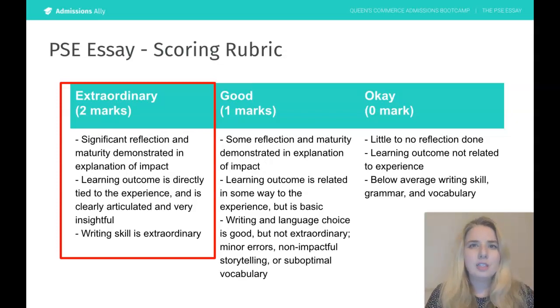And then there's extraordinary. So really, how are you going to move yourself from good to extraordinary? Well, this means that you're going to show significant reflection and maturity demonstrated in explanation of impact. Your learning outcome is directly tied to the experience and is clearly articulated and very insightful. And the writing skill is extraordinary. So you can see there's several components here, and you're going to make sure that you're ticking all of those boxes.